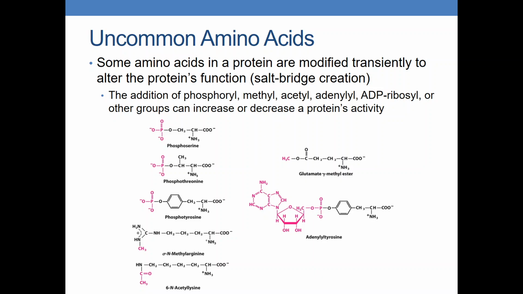The addition of phosphoryl groups or methyl groups, acetyl groups, adenylyl, ADP ribosyl, or other groups to a particular amino acid can increase or decrease a protein's activity. So as an example, these top three examples that are shown to you, phosphoserine, phosphothreonine, phosphotyrosine. Serine, threonine, and tyrosine are all alcohol-containing amino acids. The R groups all contain alcohols, whether it be a primary alcohol in the case of serine, a secondary alcohol in the case of threonine, or the phenol that is present in tyrosine.